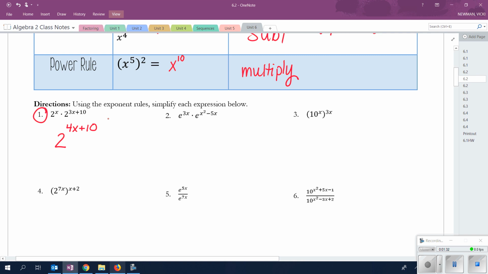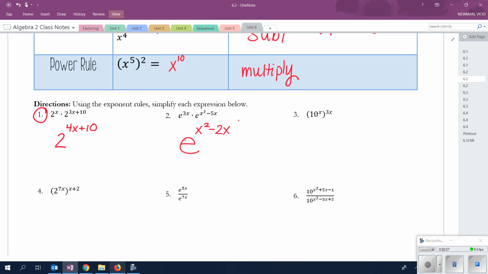Take 15 seconds and do number 2. Same base, so you add their exponents. Yes? E to the x squared minus 5x? Good.